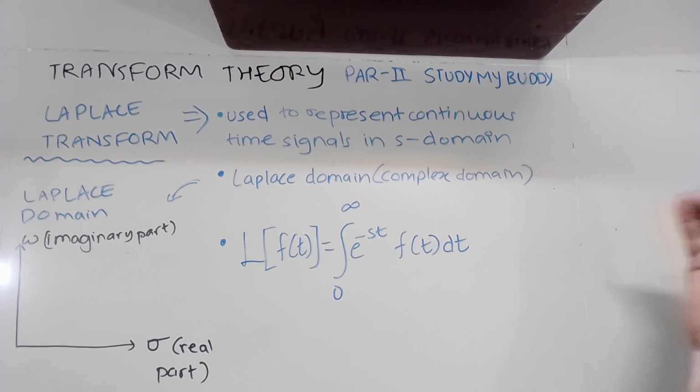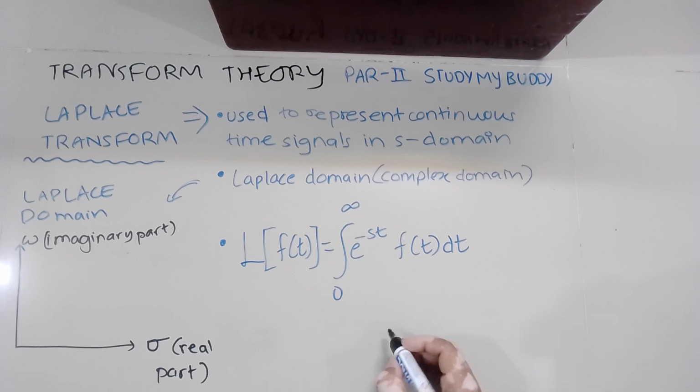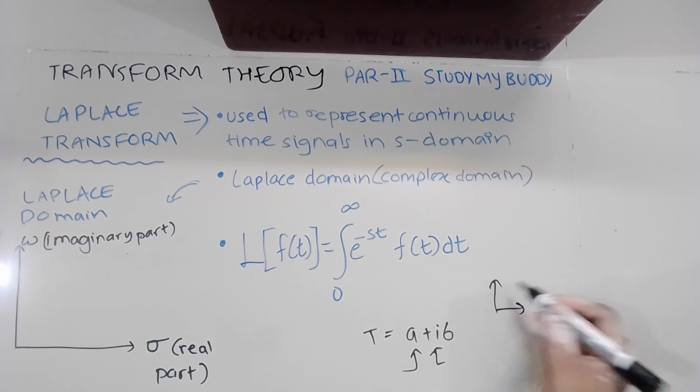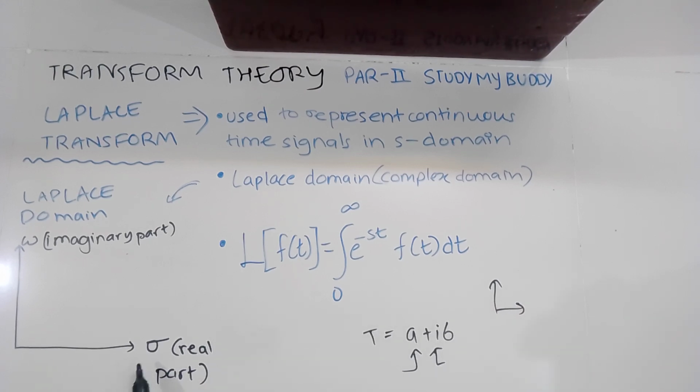The S domain, or the Laplace complex domain, is a type of graph like this, like the complex numbers. Let's say the complex number is t, for example. So t equals a plus ib, where i is the imaginary part and a is the real part. And we had a graph in which we placed the imaginary and real parts. Similarly here, the real part is represented by sigma and the imaginary part is represented by omega, and the real part is on the horizontal axis and the imaginary part is on the vertical axis.